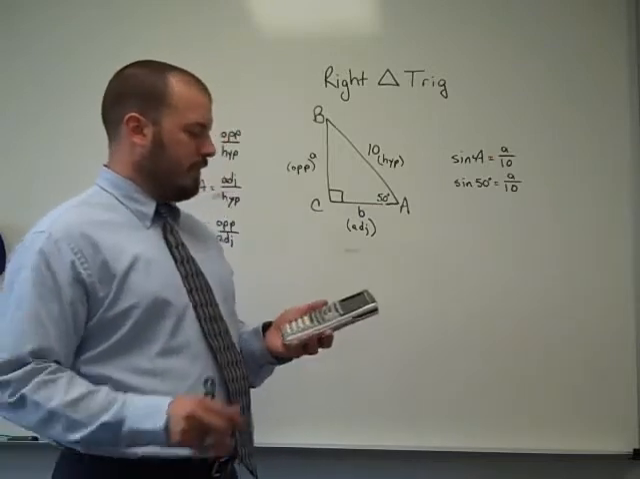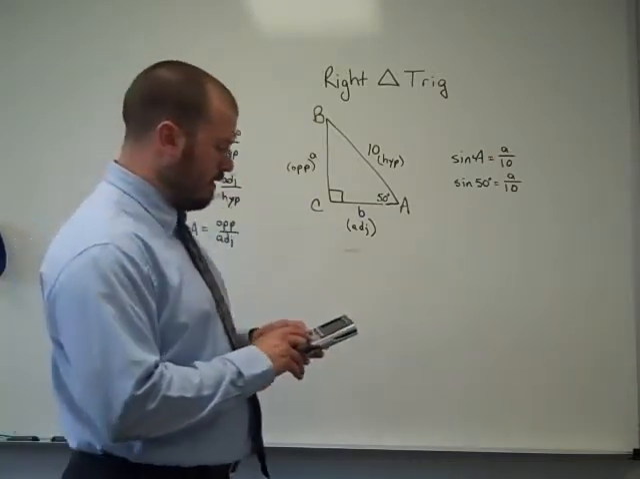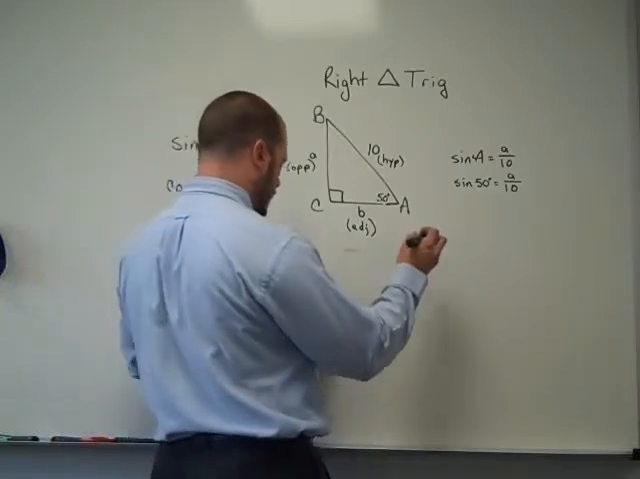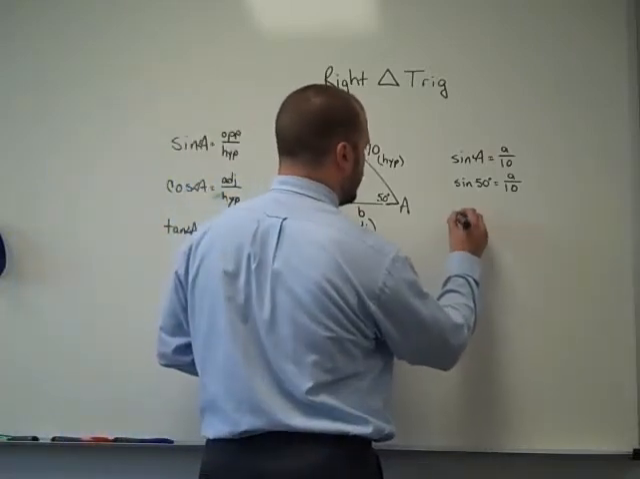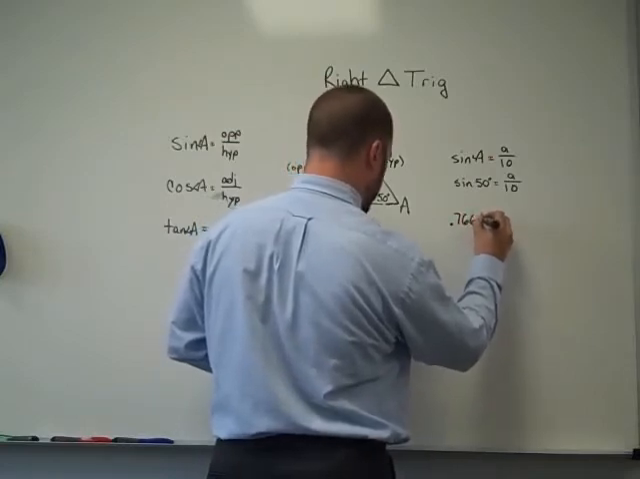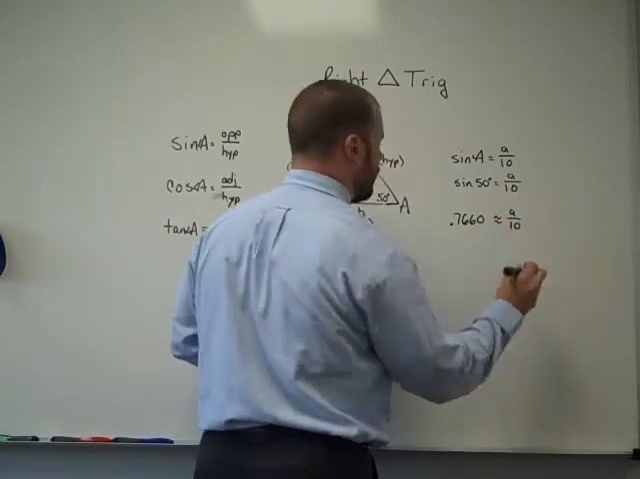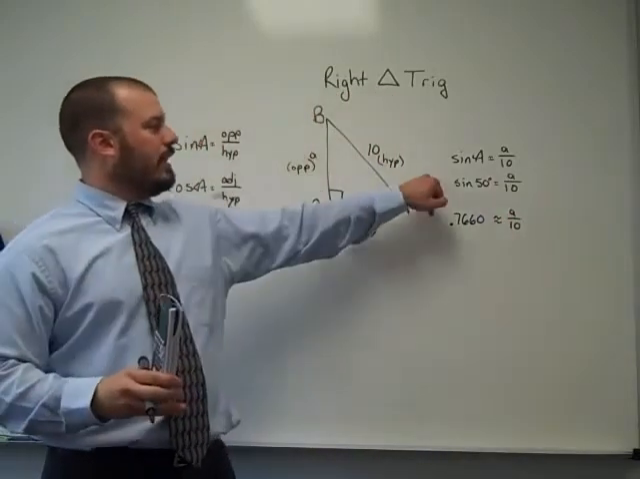So the sine of 50 degrees, and be careful to check the mode. Your calculator probably has a radian and degree mode. The sine of 50 degrees is approximately 0.7660. So that's something we know.